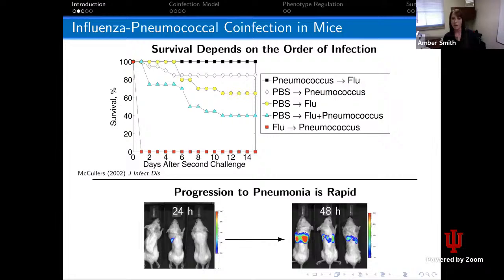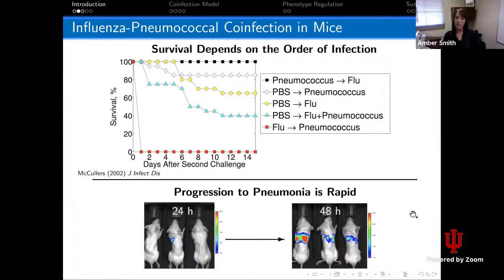So each one of them on their own had some lethality. When they were given together at the exact same time, that increased the lethality just a little bit. But the really robust interaction was when you gave influenza first and 7 days later gave pneumococcus. And that survival does not happen. It's a completely lethal infection, and it's lethal within 1 to 2 days after the infection.